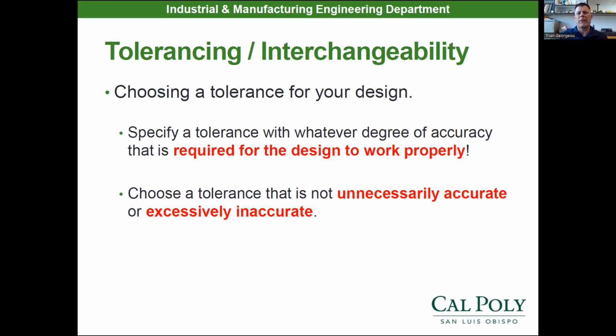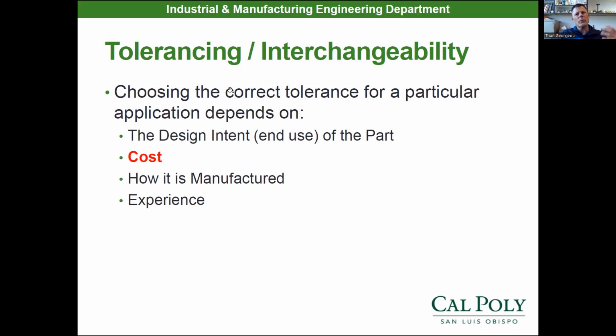And we don't want it excessively inaccurate because when we go to put something together, it might not actually fit together after we manufactured the two parts because the tolerances didn't match correctly and it's not going to do its perfect function. So when you're choosing a tolerance for a particular application, really design intent, the end use of the part is number one. What's it going to do in service? And how are those tolerances going to affect the actual design and its function?